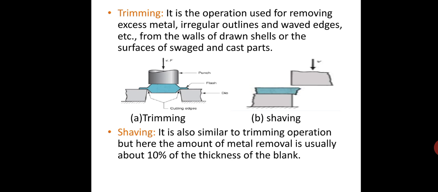The product is placed between the die and the punch. The excess material is removed by applying the force to the punch. And the next operation is the shaving.